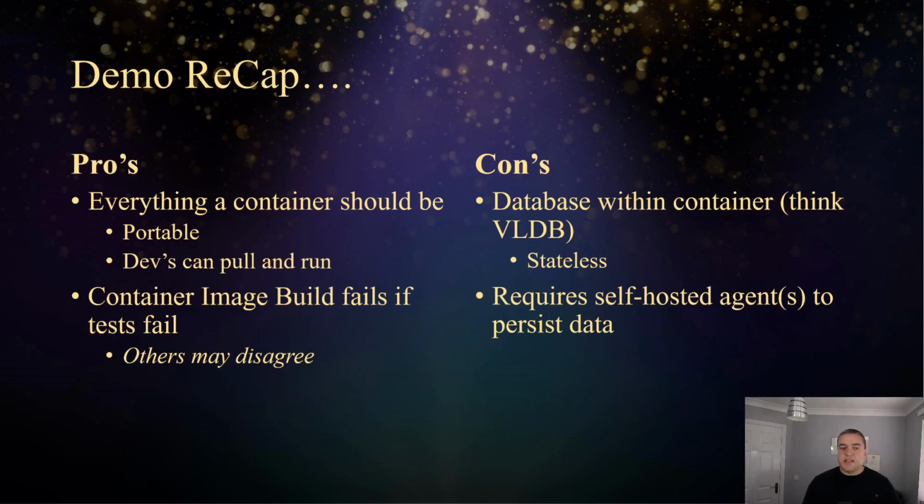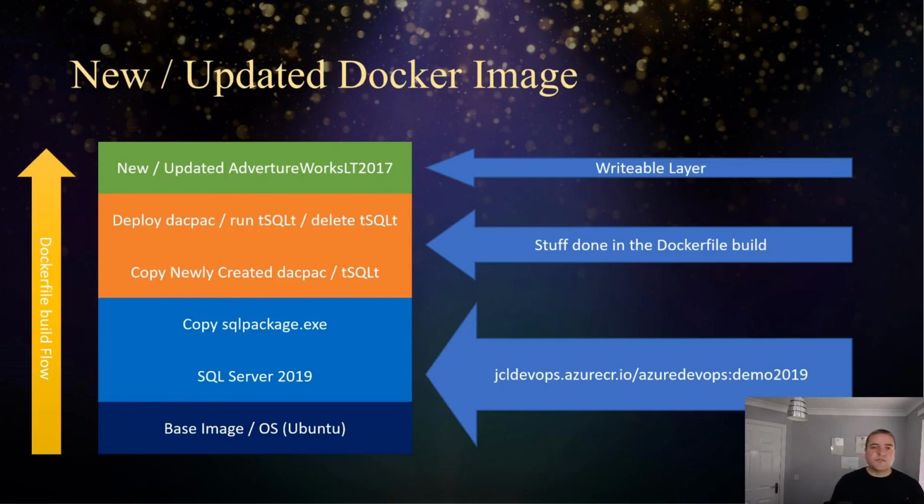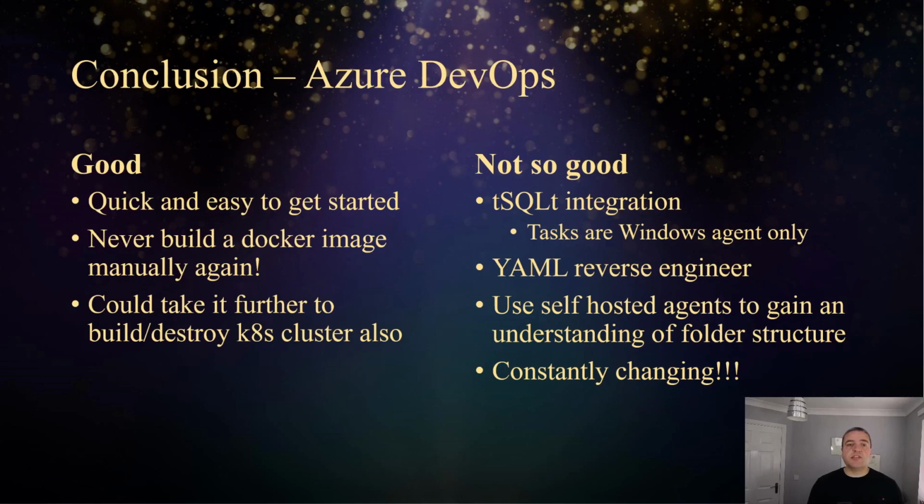The container image build fails if a test fails, and if you want to persist data whilst doing this, you have to have your own self-hosted agents. This is for the building of the Docker image itself. Azure Kubernetes Services obviously has its own way of persisting data up there. Run through the Docker image file again just to show that this is what we built as part of it. So we just copied the new DACPAC to it, ran tSQLt, and then we've got our new image there ready to use.